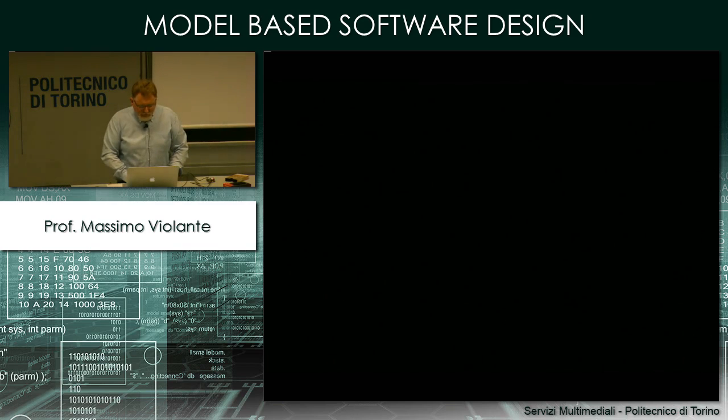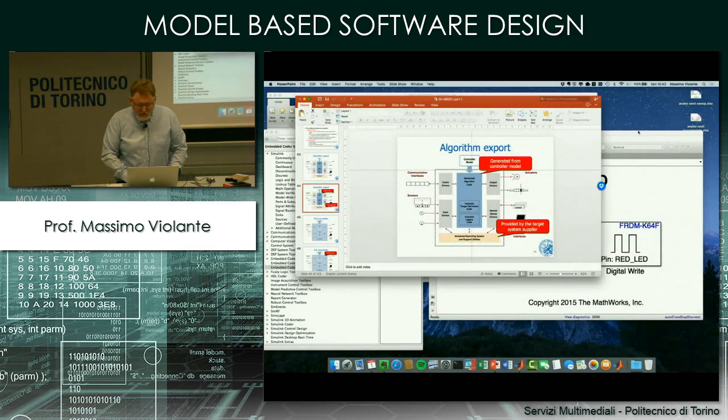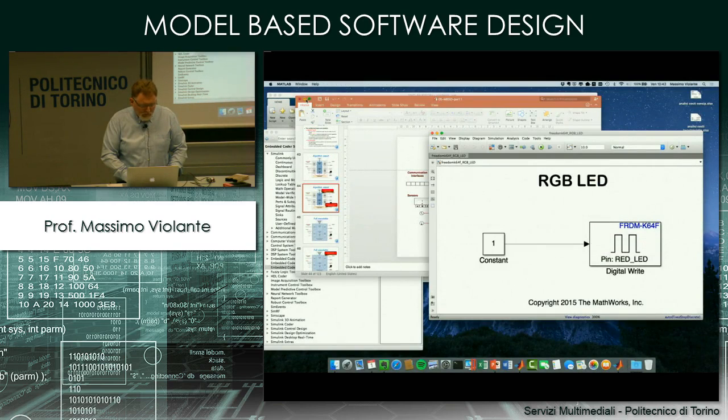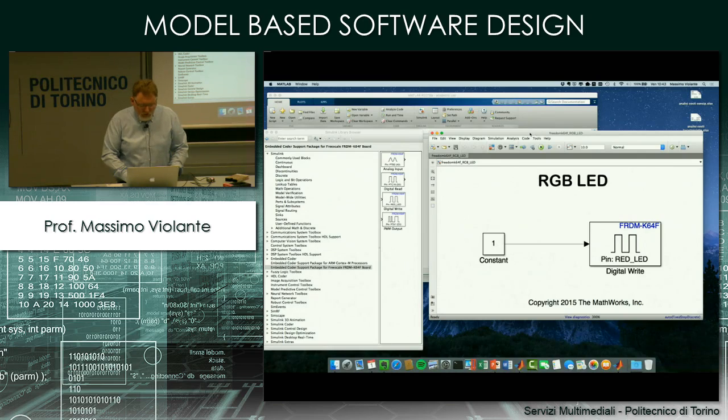So let's imagine that we have a very simple model that is this one. Our task is to take control of one of the resources available on the board. In particular, we want to generate a square waveform on that output, because our application requires a certain waveform on the output. So we can use Simulink.